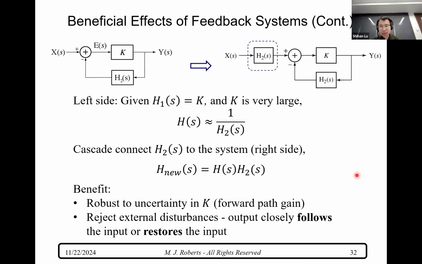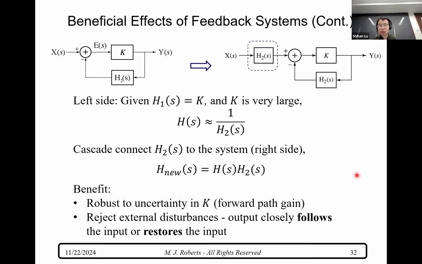Instead, this system can be very robust when you take the input X of S and generate the corresponding output Y of S. If you design the feedback system in that way, with H2 of S cascaded into the system, the overall system will be very robust to the uncertainty in the forward path gain, which is K. No matter whether K is 10,000 or 20,000, it's not going to affect the behavior of your overall system, because the transfer function of the overall system will not be affected by this forward path gain anymore.